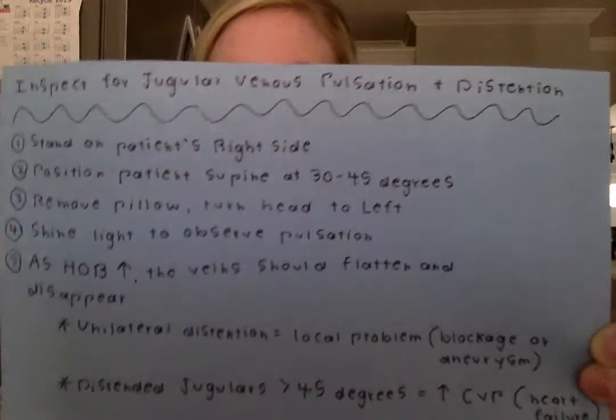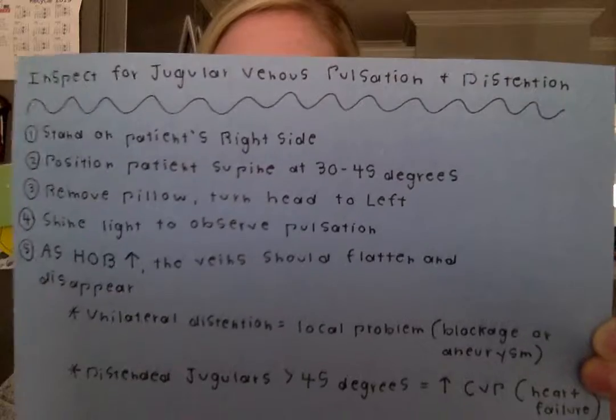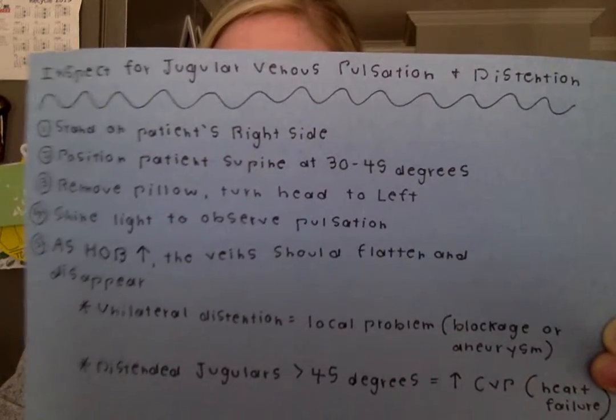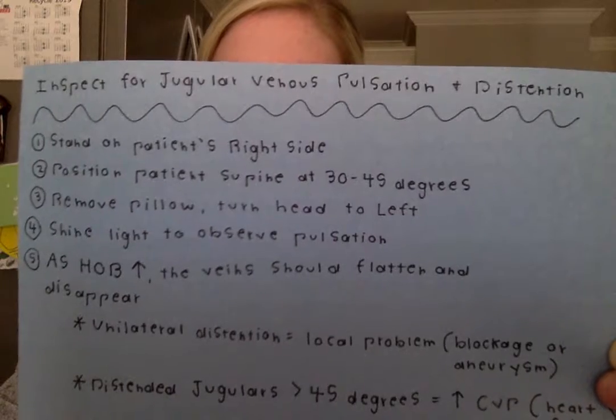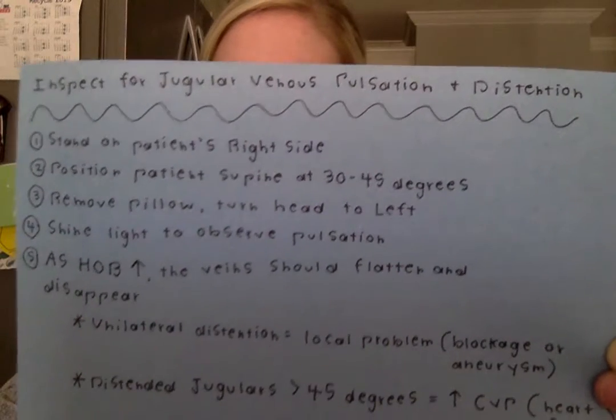If there is unilateral distension of the veins, so the veins are only distended on one side, that would be caused by a local issue, such as an aneurysm or a carotid artery blockage.